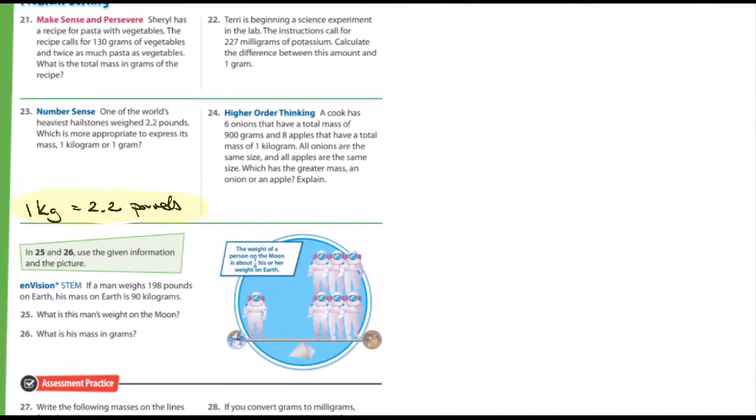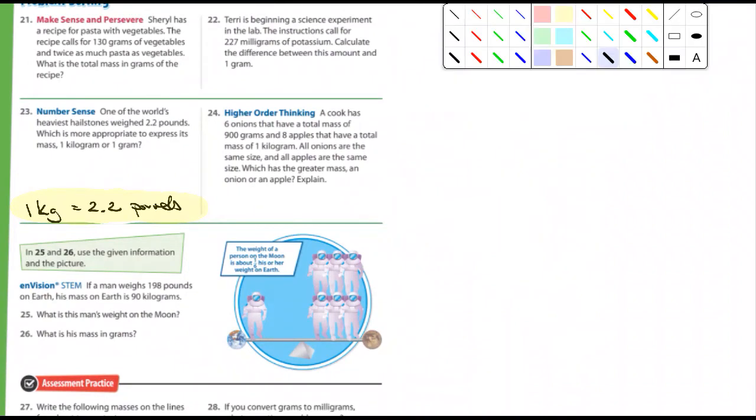Next page. Oh, that's right. I wanted to point this out. Number 23, 1 kilogram is equal to 2.2 pounds. And it says one of the world's heaviest hailstones weighed 2.2 pounds. And it says which is more appropriate to express its mass, a kilogram or a gram. But I just wanted to point out that 1 kilogram is equivalent to 2.2 pounds. And the rest of those you should be able to do.